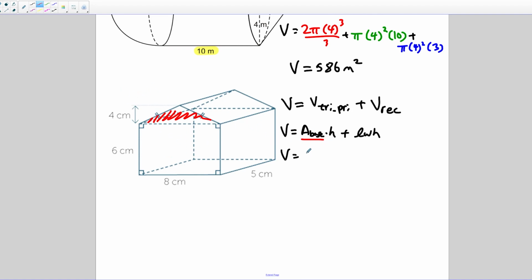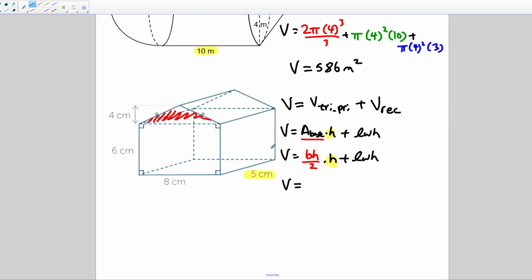So the area of a triangle is just base times height divided by 2. And now we're going to multiply that by the height, or really the length in this case, which is going to be the 5 centimeters. So just make sure you're keeping that in mind as we work through this question. So that would be, in this case, well, I'll keep it as h for now, and then plus your length times width times height for your rectangular prism.